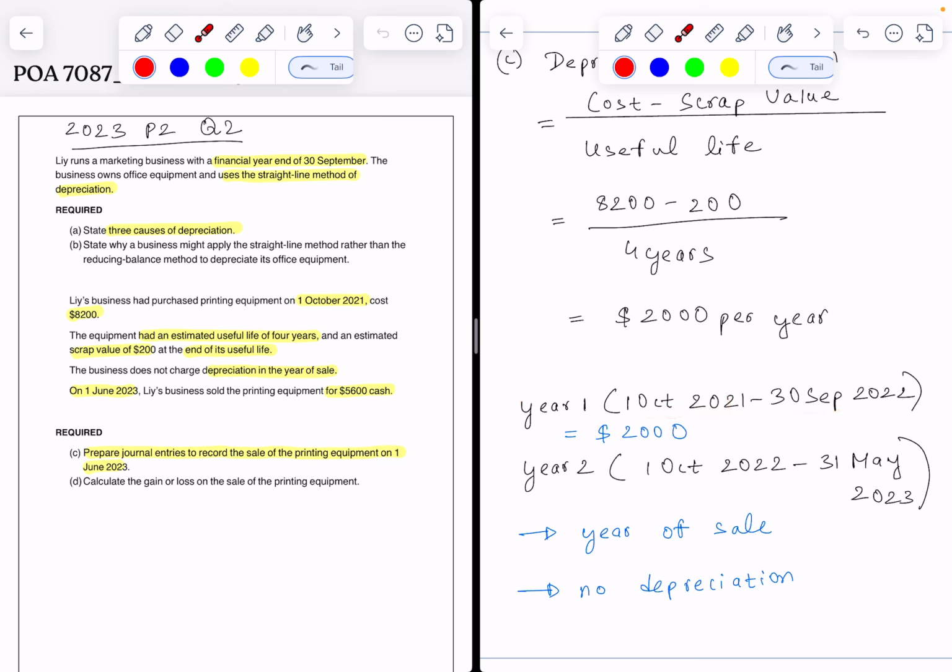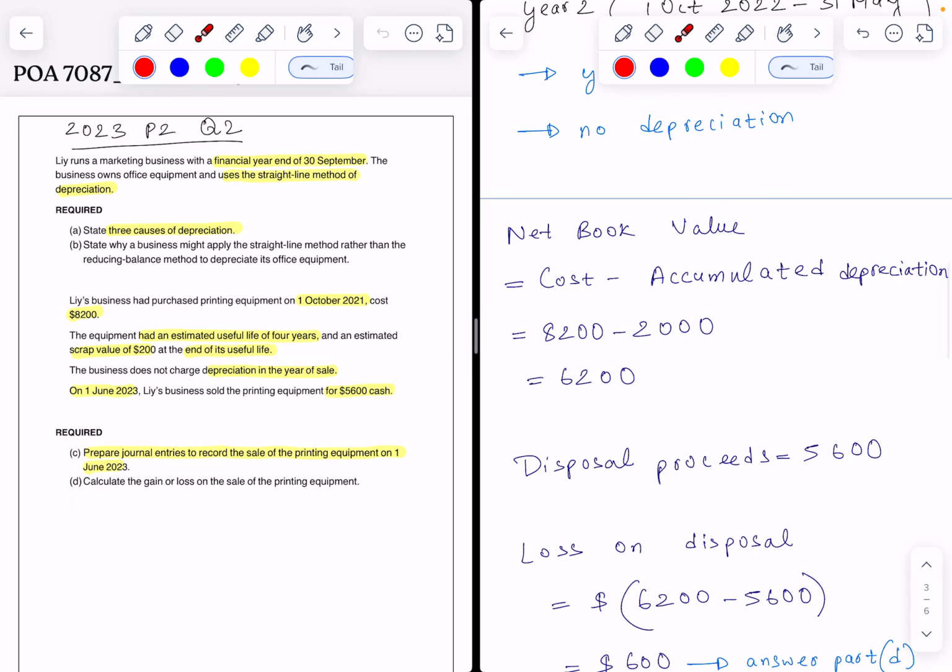Year 2 would start on 1 October 2022 and end on 31 May 2023. This is because we have sold this asset on 1 June 2023, which the question explicitly mentions here. And the question also mentions that the business does not charge any depreciation in the year of sale, which means in year 2, which is the year of sale, we don't have any depreciation expense to be calculated. So the only depreciation that we have got so far for this equipment until the day of sale is the $2,000 that we had derived for year 1.